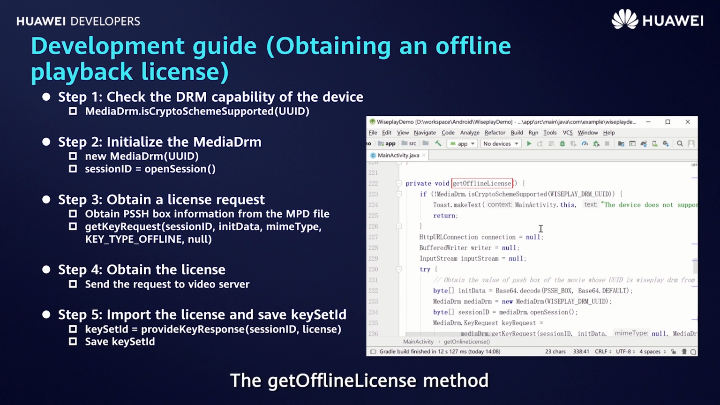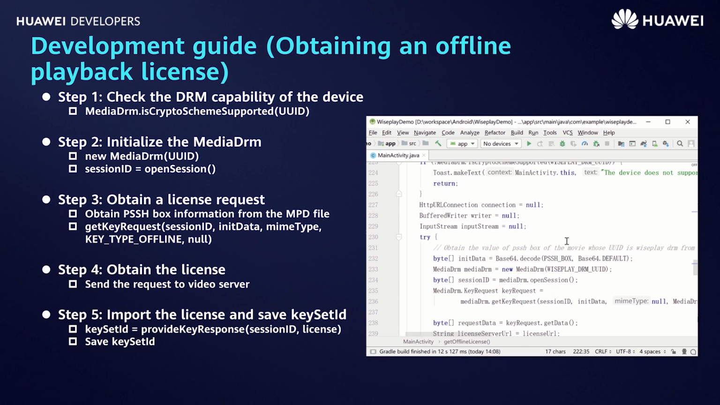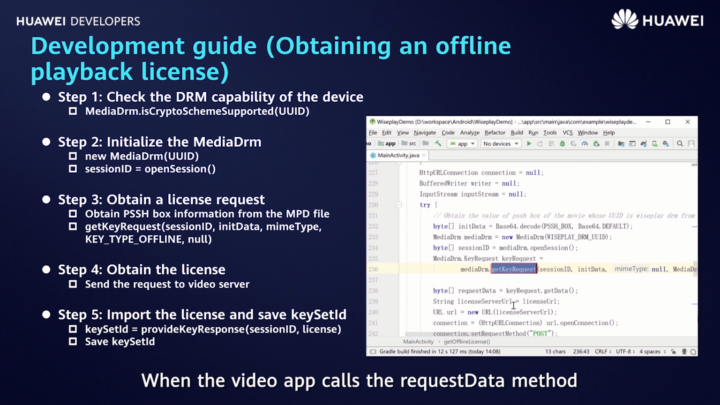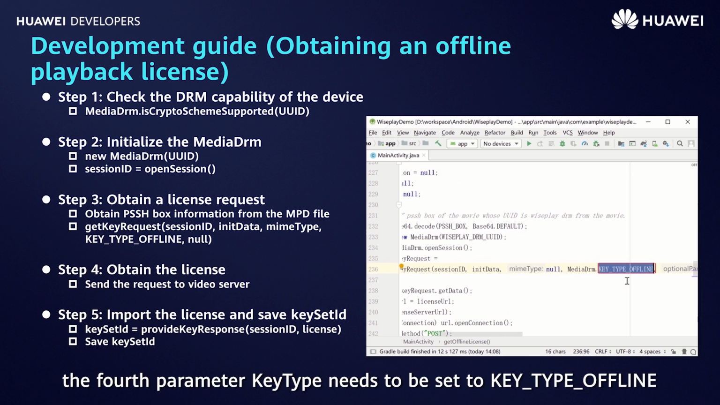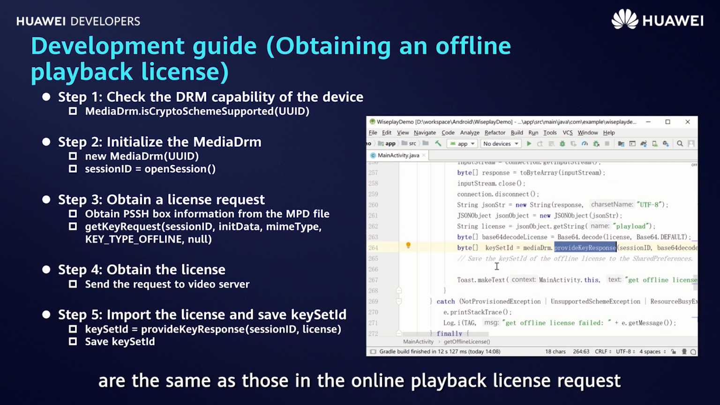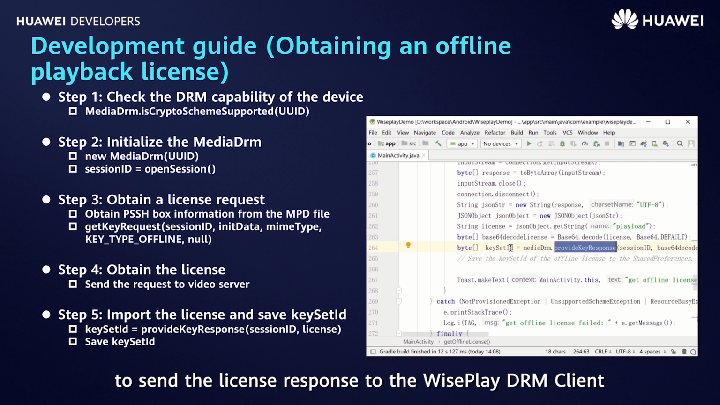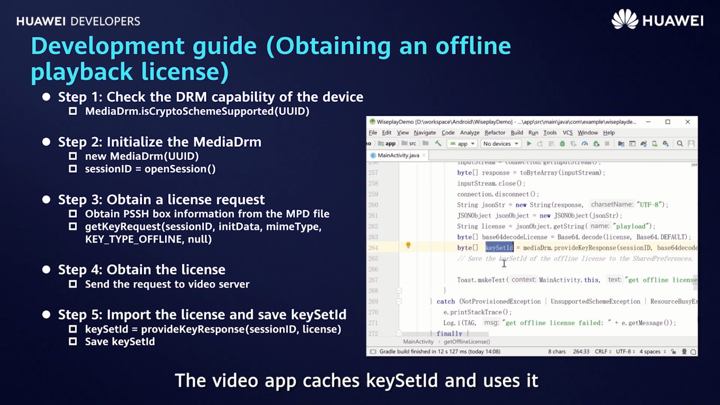The getOfflineLicense method is used in the offline playback license obtaining process. Most of the code logic is similar to that of the online playback license obtaining process. Here, you only need to pay attention to the differences. When a video app calls the getKeyRequest method to obtain an offline playback license request, the fourth parameter, key type, needs to be set to KEY_TYPE_OFFLINE. Other parameters are the same as those in the online playback license request. In this process, when the video app calls the provideKeyResponse method to send the license response to the WisePlay DRM client, KeySetId is returned. The video app caches the KeySetId and uses it when reloading the offline playback license.